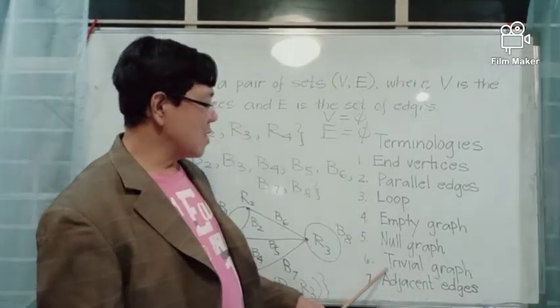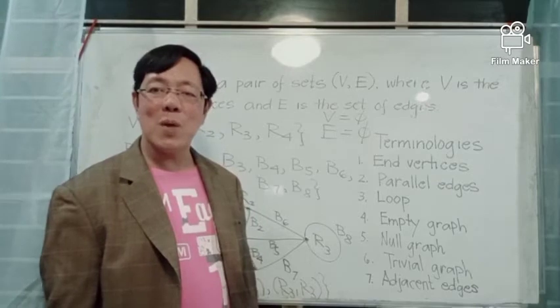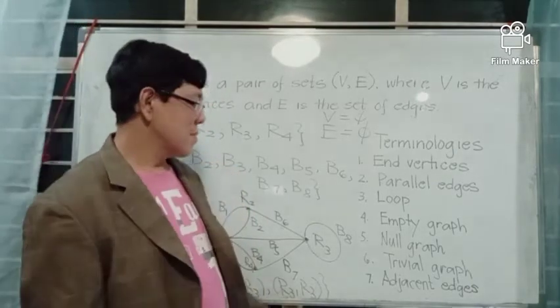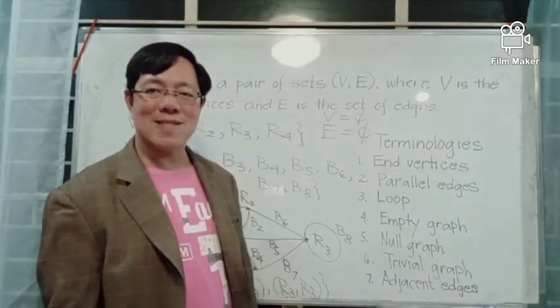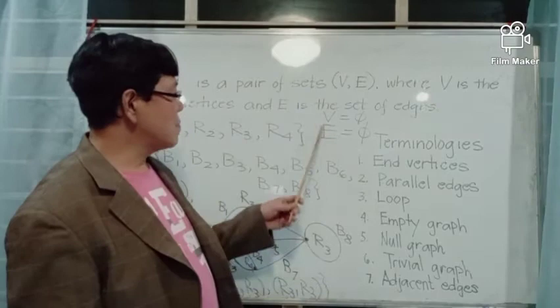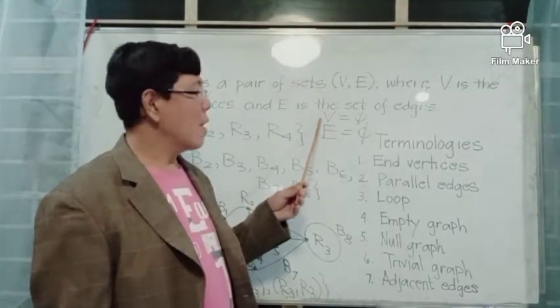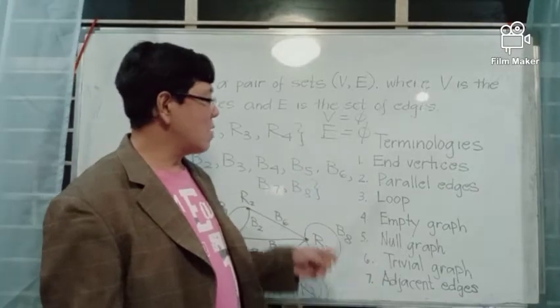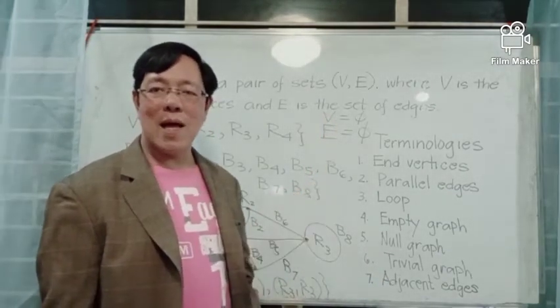Now, a trivial graph is a graph that consists of only one vertex. Again, a trivial graph is a graph that consists of only one vertex. Or if you write the set of vertices V for the trivial graph, the set V will consist of only one element.